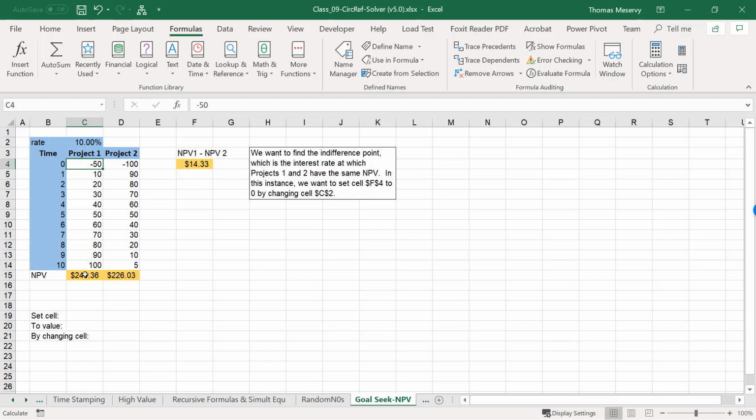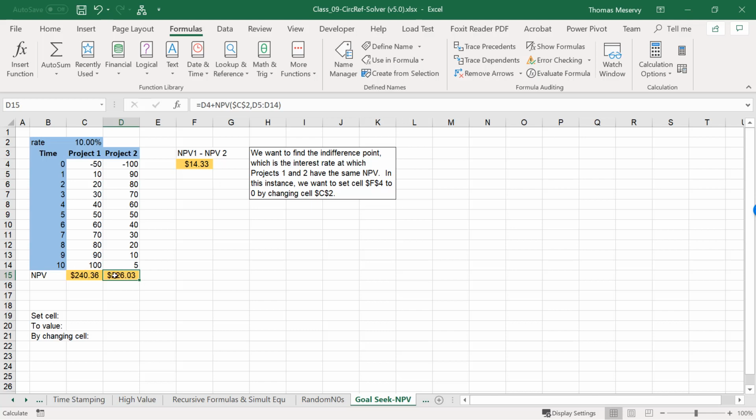As you add those up, we can calculate the net present value, and in this case, it looks like it yields $240.36, or 1,000 or million dollars. And project 2 over here at 10% interest rate yields 226.03. So which project would you choose? Well, you'd choose project 1 because it earns more money. So what is the indifference point? The indifference point is basically that interest rate where these values are identical.